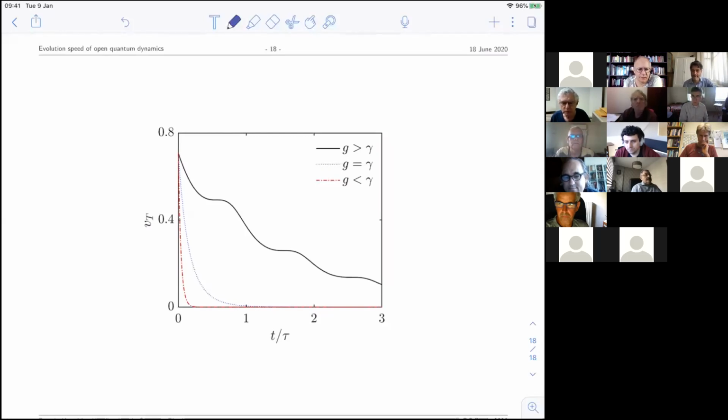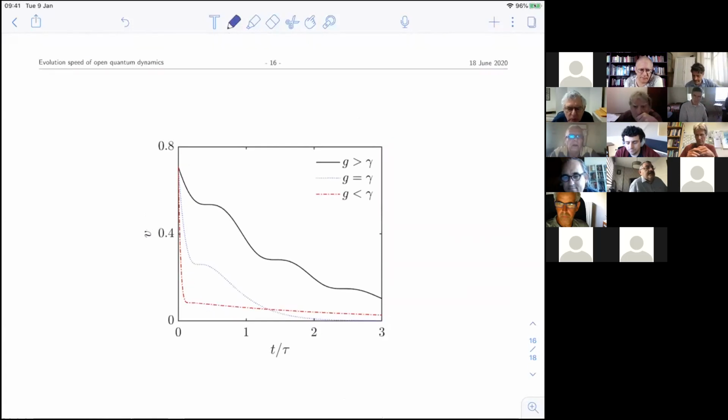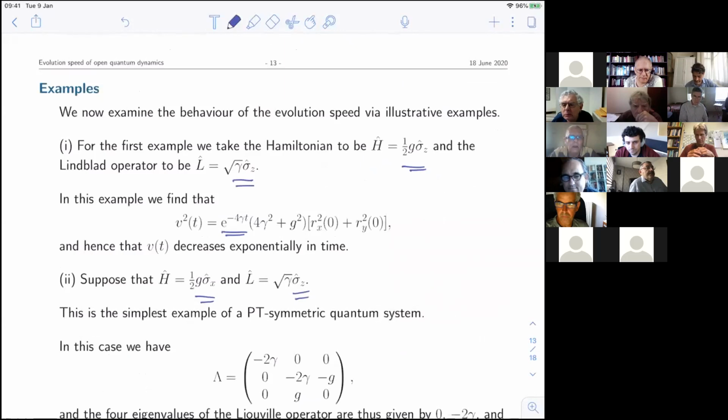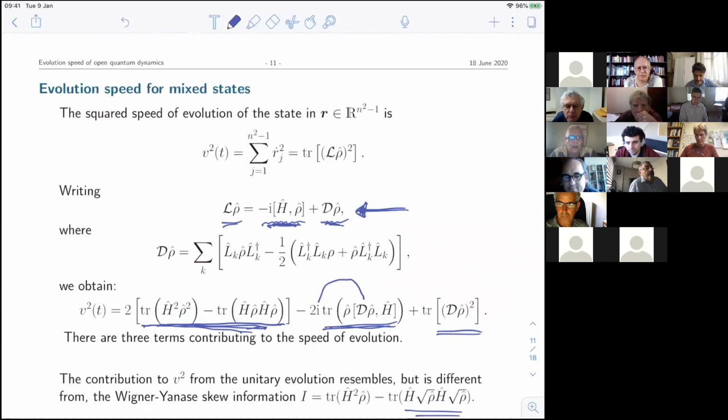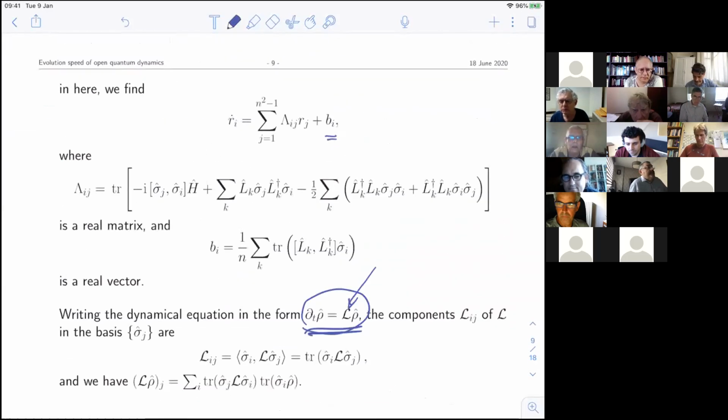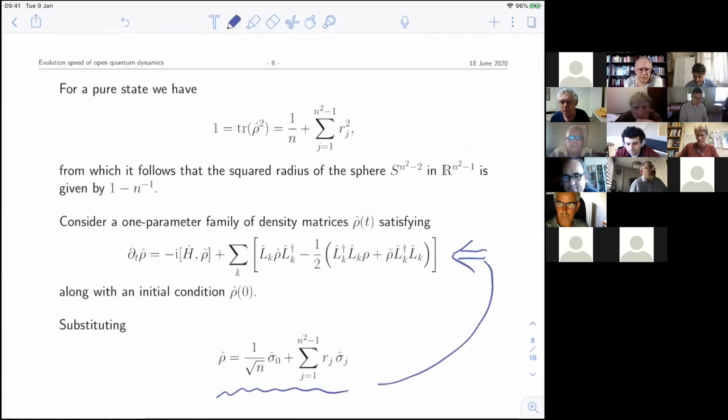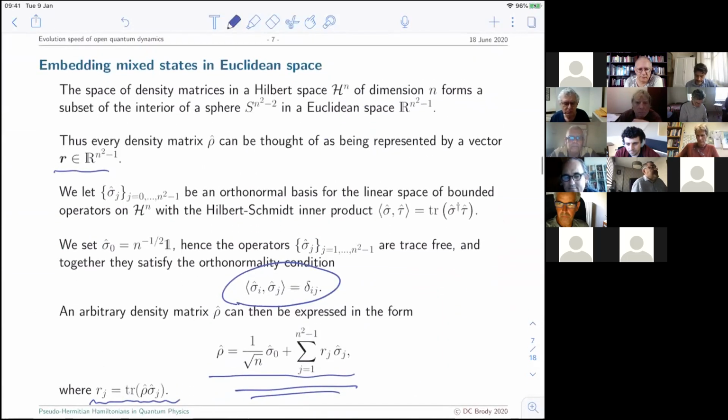I have a question. Ali, go ahead. Yes. So you embed the space of all mixed states inside Euclidean space. Right? Now, what happens if you take the induced metric of this embedding and compare it with the Fubini-Study metric on the space of pure states? Because the space of pure states is a kind of boundary of the space of mixed states. That's right. That's a very good question, but it's very complicated.